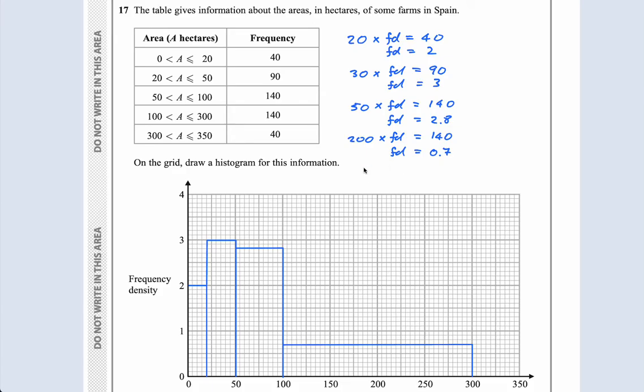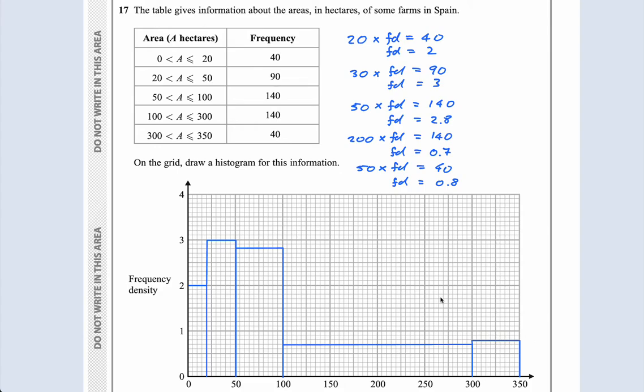And then finally, this length is 50. 50 times the frequency density is equal to 40. So my frequency density is 40 divided by 50, which is 0.8. So this one here has to go to 0.8, which is actually just one more above the previous one. There we go. So that is the histogram drawn.